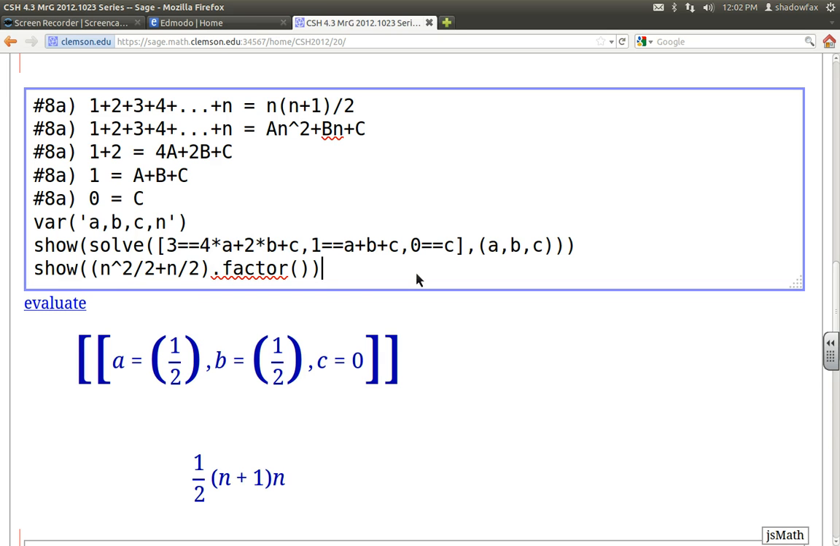Okay. Now, realize what you're doing. Since c is 0, I'm really solving a plus b is 1, and 4a plus 2b is 3. Don't you know how to solve that already, without all of this rigmarole? Let's see if we can do that. Let's do this the hard way, all right? 3 equals 4a plus 2b, and 1 equals a plus b, right?